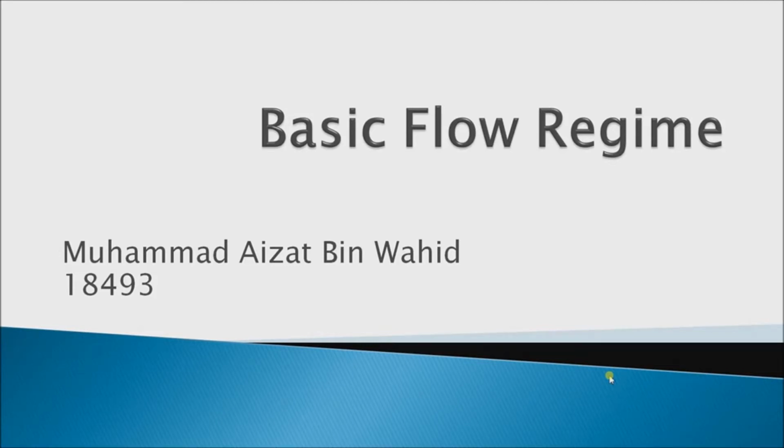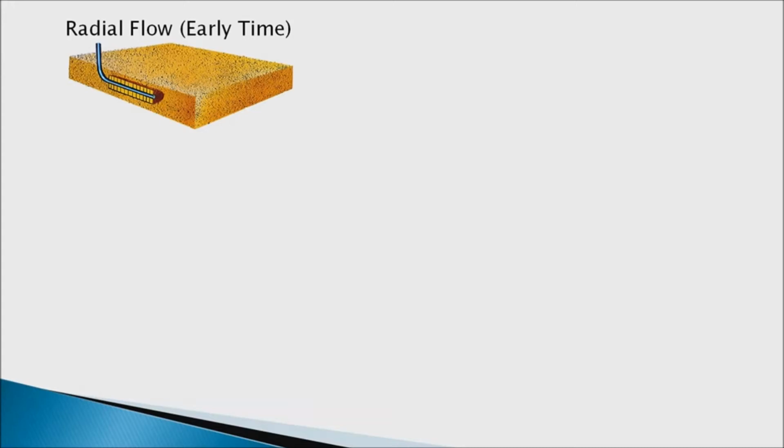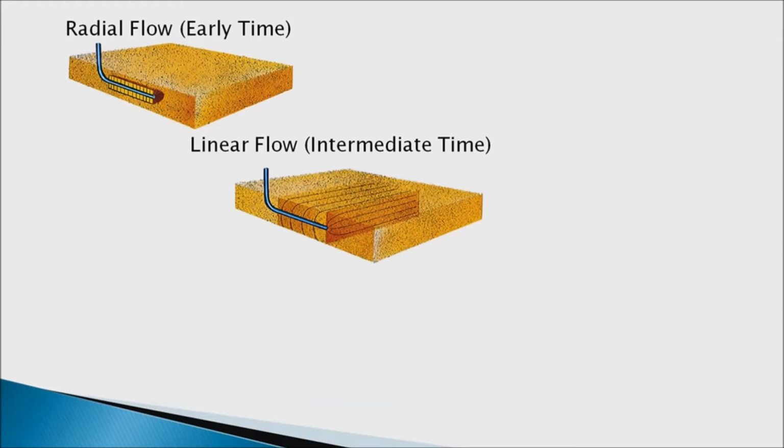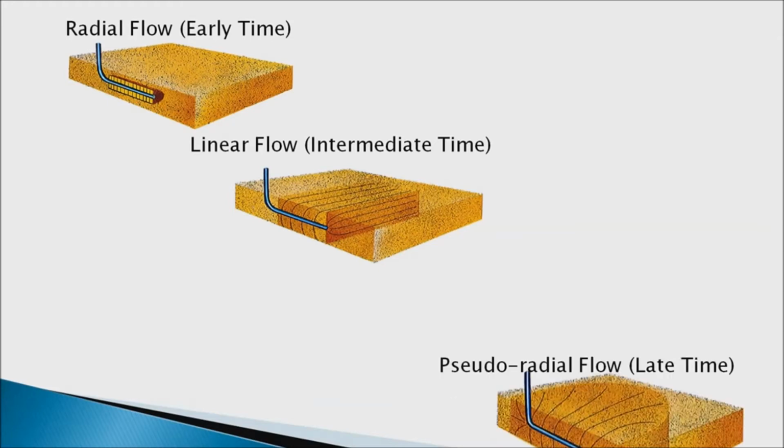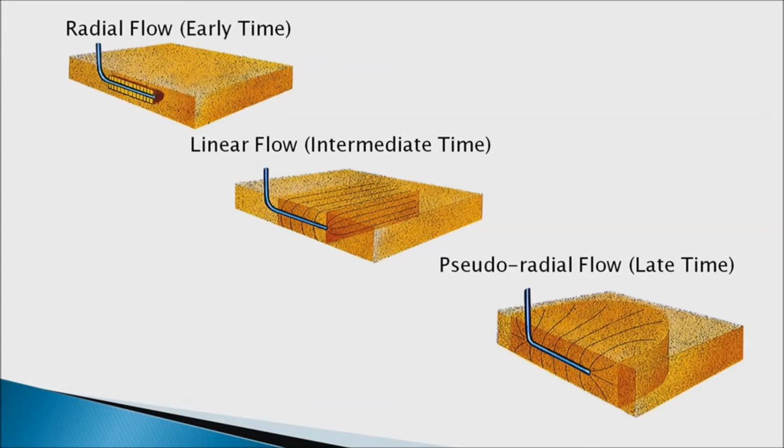Basically, the basic flow regime is divided into three parts. The first is radial flow, which happens in early time. The second is linear flow, which occurs in intermediate time. Then pseudo-radial flow, which occurs in late time. Let's see a clear overview of the basic flow regimes. Before that, I would like to explain that the vertical is the z-axis, while the left hand side is the y-axis and the right hand side is the x-axis.